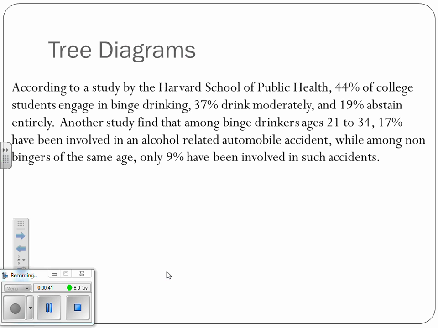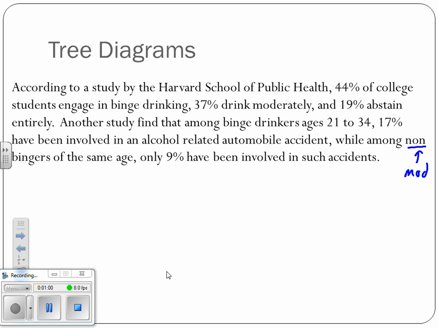we're going to go ahead and say that it's their fault. While among non-bingers, which for us in this particular case, if they're not binge drinking but they're still drinking, really this is just the moderate drinkers. 9% of those folks have been involved in alcohol-related accidents that we're going to call their fault.